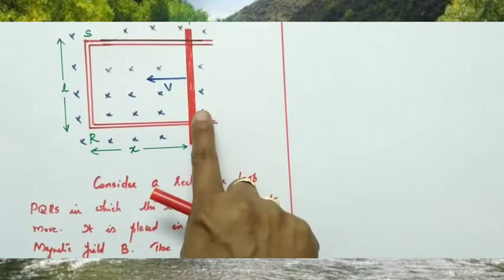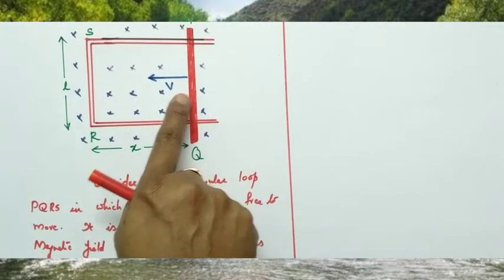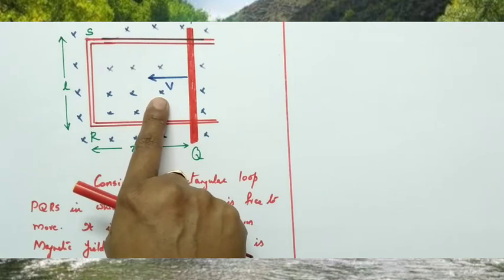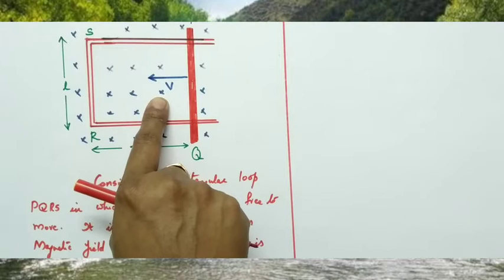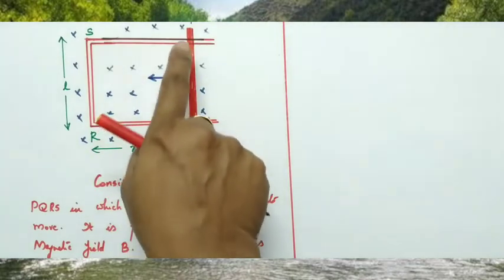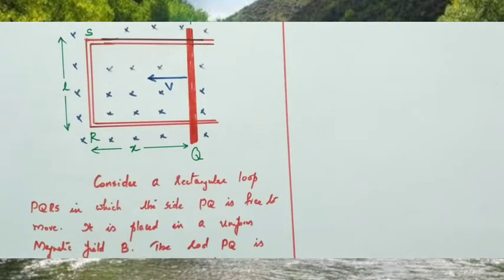When this rod PQ moves with velocity v, what happens to magnetic flux? Magnetic flux varies. Magnetic flux decreases. Whenever there is change in magnetic flux, we know that EMF is induced and hence current flows through the loop. And that EMF is called motional EMF.